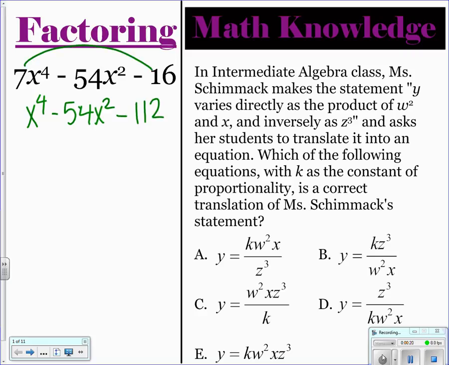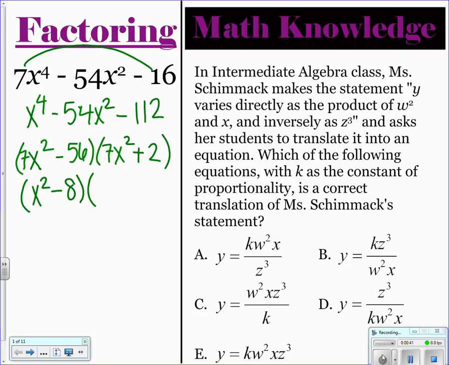And so now we're going to factor this. And don't forget that you want to replace your 7 in front of your x squared. The two numbers you're going to want to use are negative 56 and positive 2. This first set will divide by 7. And then we have 7x squared plus 2. And so that would be your answer for your factoring.